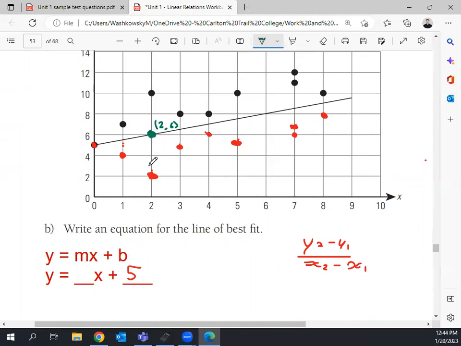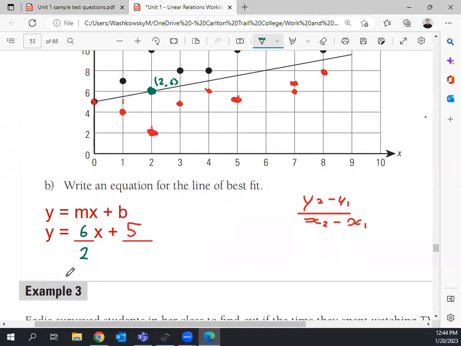So M is equal to rise over run. What's my rise? 6 over 2. Now I can simplify this whole thing into y equals 3x plus 5 because it's 6 divided by 2, right? So either one of these equations would work. But does that make sense where I got that 6 over 2 from?